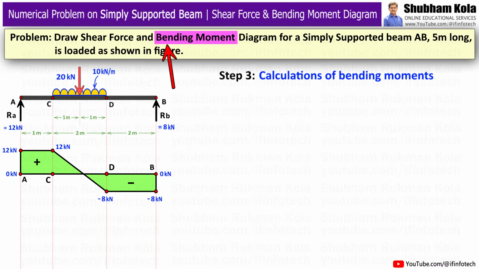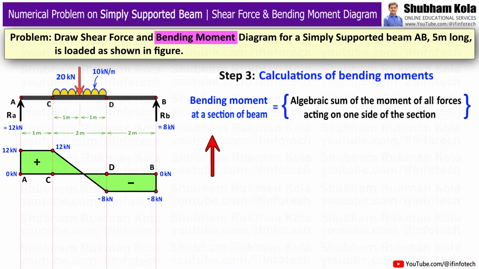Now the next step is calculations of bending moment. So the bending moment at a section of beam is calculated as the algebraic sum of the moment of all the forces acting on one side of section. So to calculate bending moment, we can start either from left end of beam or from right end of beam. Here I will start from left end of beam.